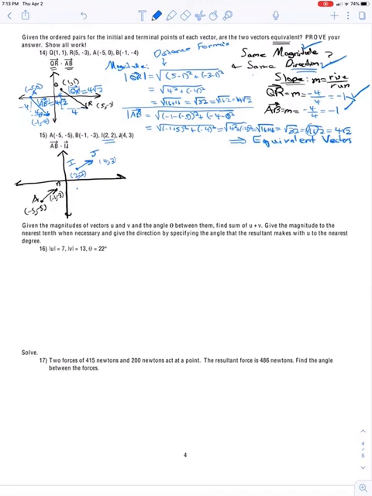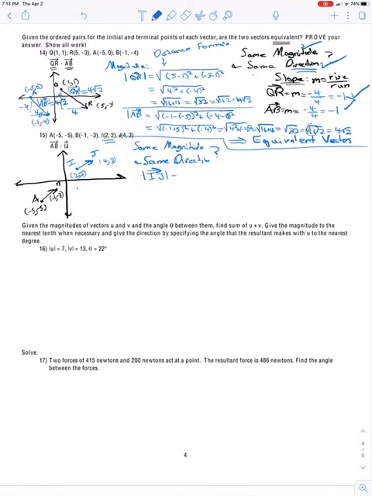So are they equivalent? Again, what we're looking for is the same magnitude and the same direction if they're going to be equal. That's our question. Is that true in this example? As we look at finding our magnitudes, let's start with vector IJ.